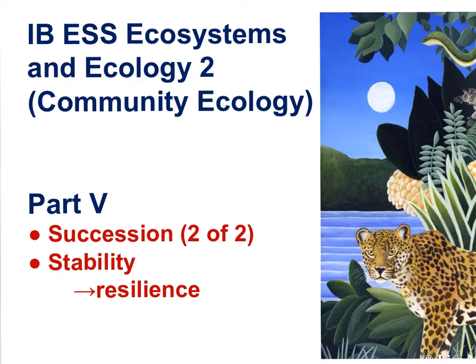ESS Ecosystems and Ecology 2 Part 5 is the second movie on succession. This movie will dig into the system changes during succession. One significant idea is that succession leads to climax communities that may vary due to random events and interactions over time. This leads to a pattern of alternative stable states for a given ecosystem. The second significant idea is ecosystem stability, succession, and biodiversity are intrinsically linked.